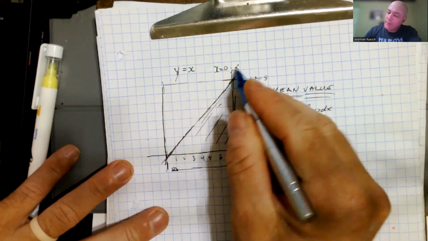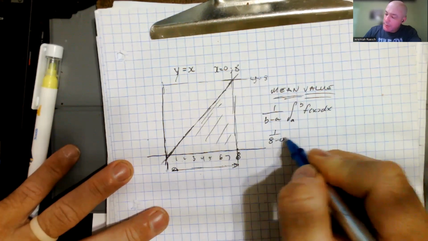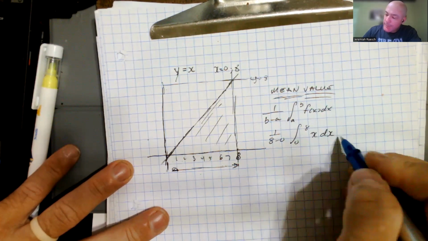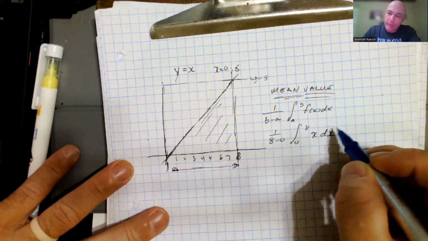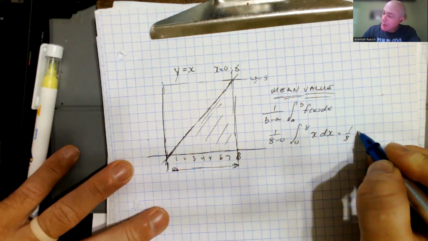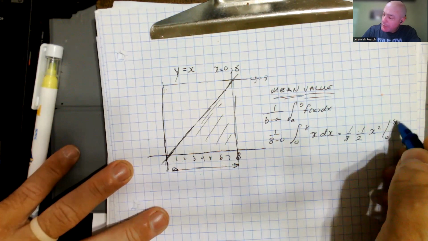Okay, so let's plug it in. Our interval is going to be 8 and 0, so 1 over 8 minus 0, the integral from 0 to 8 of x dx. Well, the integral using the power rule is add 1 and divide by the exponent, so it's 1 plus 1. So this is 1/8 times 1 over 2 x squared, evaluated from 0 to 8.